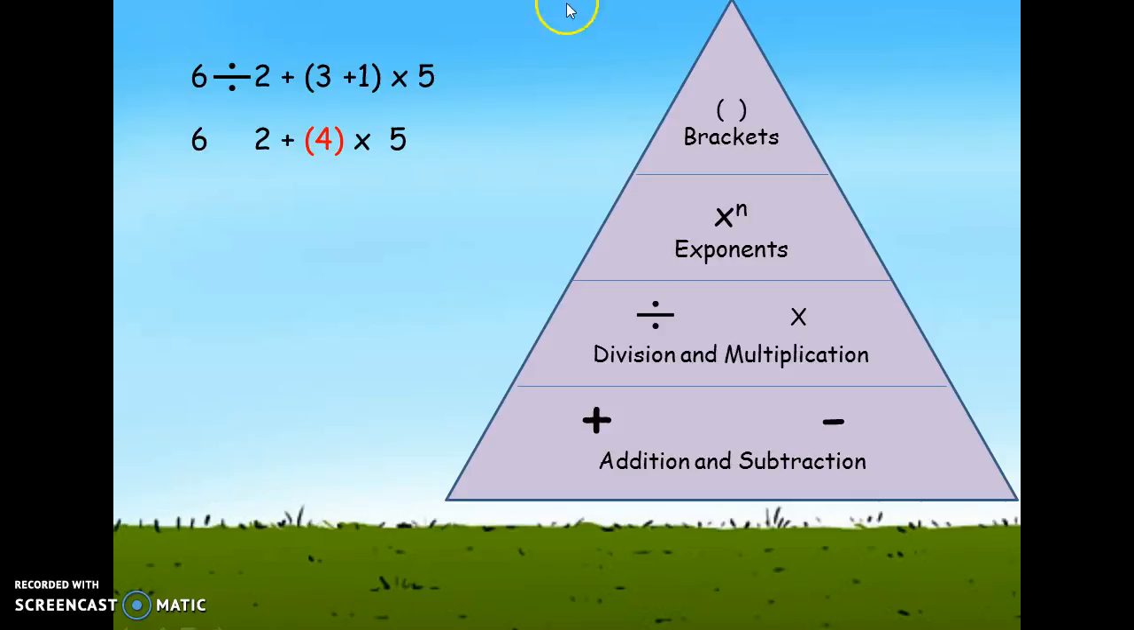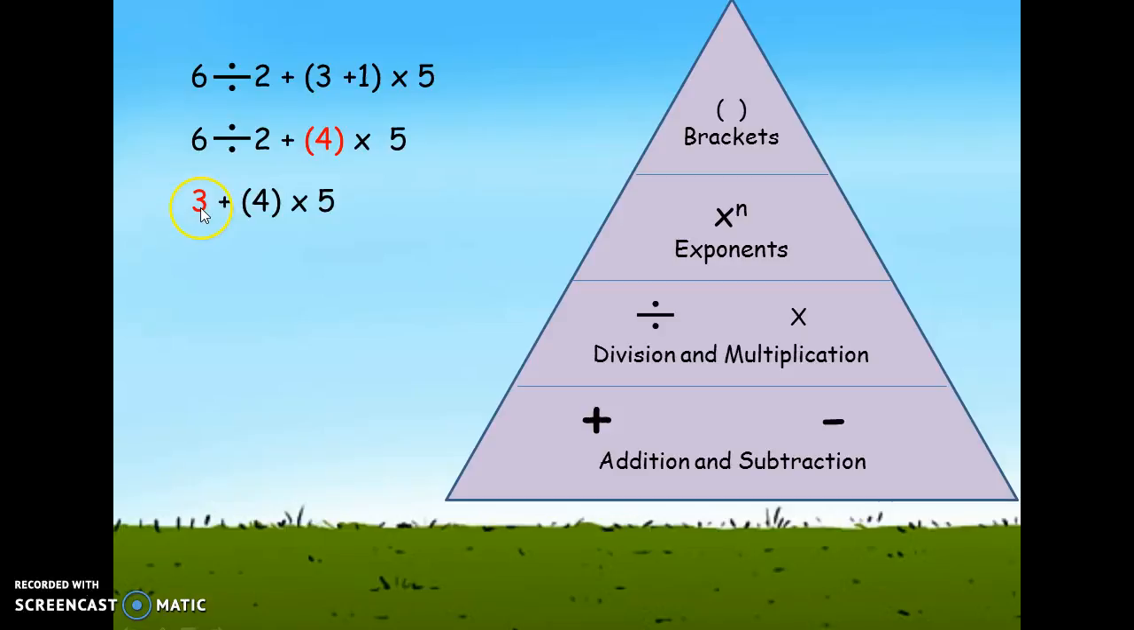We should start by solving for our bracket first. 3 plus 1, which equals 4. We do that because brackets are at the top of our pyramid, and therefore should be solved first. Next, we've decided to divide 6 by 2. That's because division is the next highest operation in our pyramid.